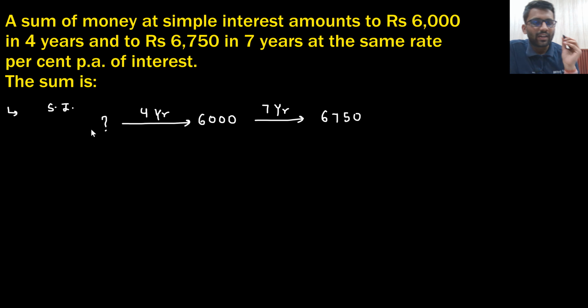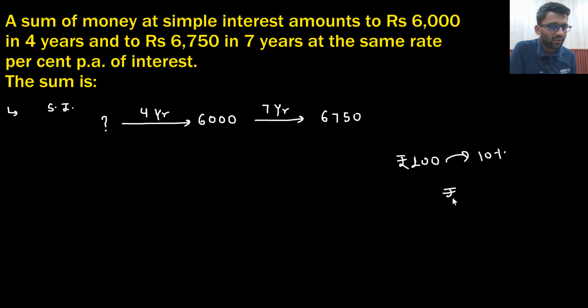So in simple interest, what did I tell you? Every year there is the same interest. Always it will be some percent of a certain amount. Let's just say if I was giving you 100 rupees at 10%, that means every year you will pay me 10 rupees. Every year always you will pay me 10 rupees, right?